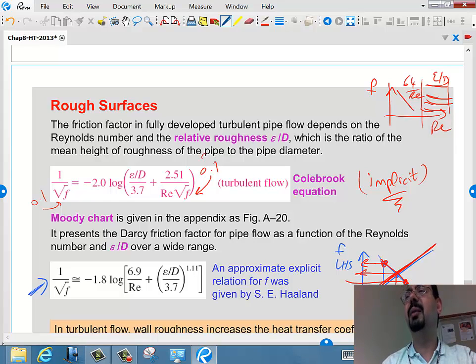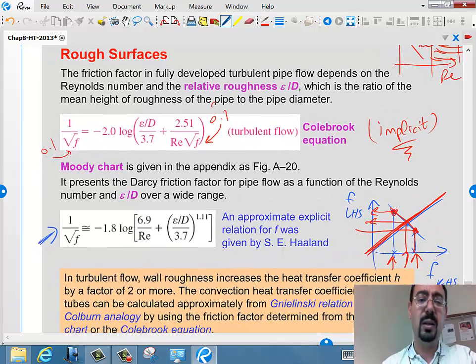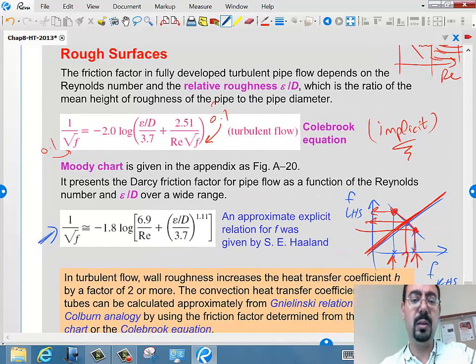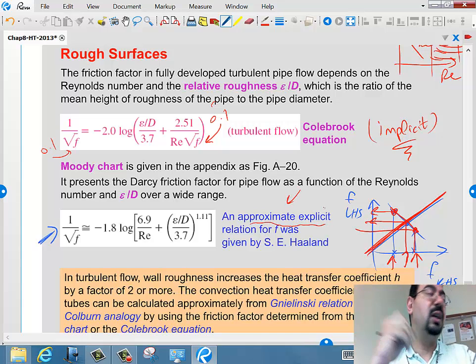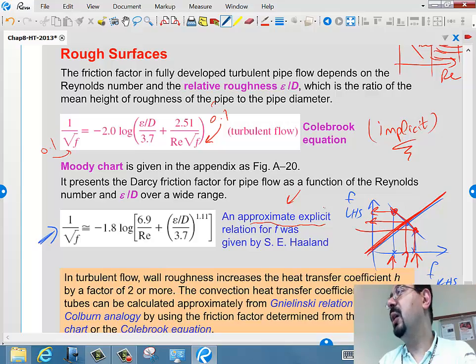Anyway, people don't like implicit method because of this. So there is actually an explicit method to solve this. Of course, it's not as accurate as the implicit method, right? But it's nice that it's explicit. You just plug in epsilon over D and the Reynolds number, and you get your F.